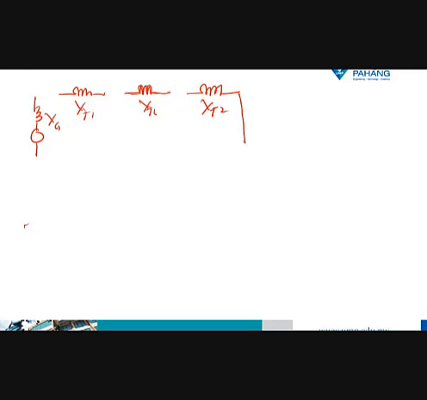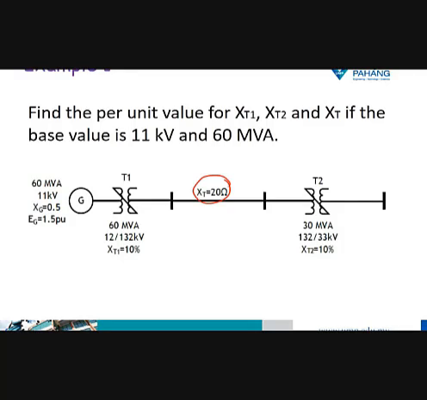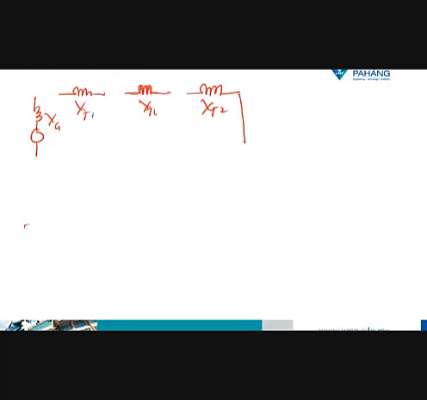So this one is generator 1, ST1, ST2, and then the bus bar. So this one is hanging like this. This is the circuit for example 1. You don't have the load, so this circuit is hanging like this.